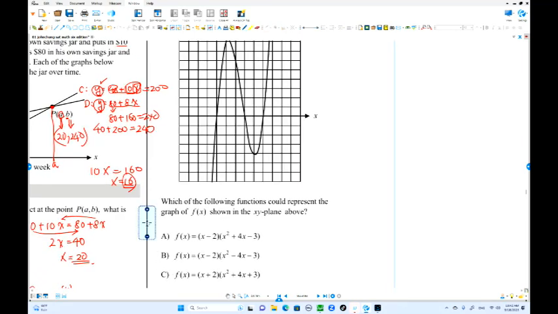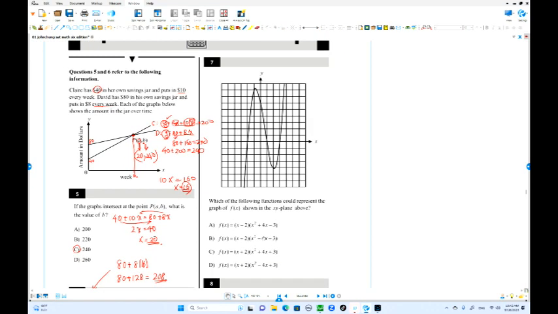Here is number 7. So we have a graph. What are the equations? We have many choices there. First one, this is 0 here, right? This number is negative 2. The x-intercept is negative 2. The other one is x-intercept 1, and this is x-intercept 3, because they pass right through the points.